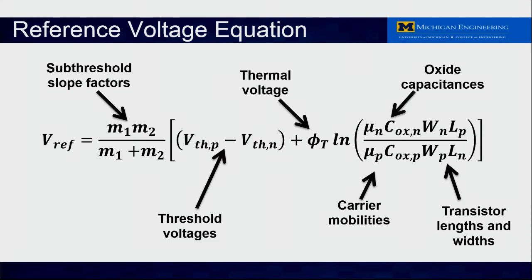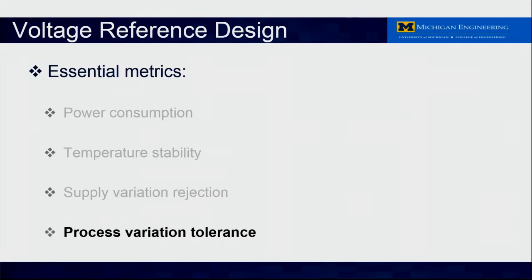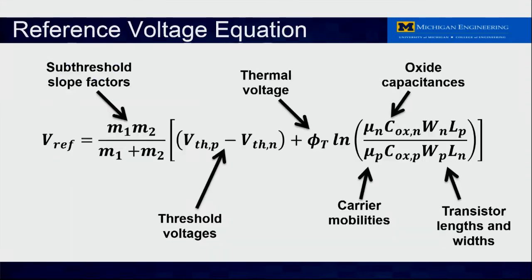Insensitivity to supply variation is implicit in this equation, as none of the terms, to a very good approximation, depends on the supply voltage, denoted by the symbol VDD. So therefore, we can see that this voltage reference design provides an innate insensitivity to the supply variation. Finally, let's now consider process variation tolerance.